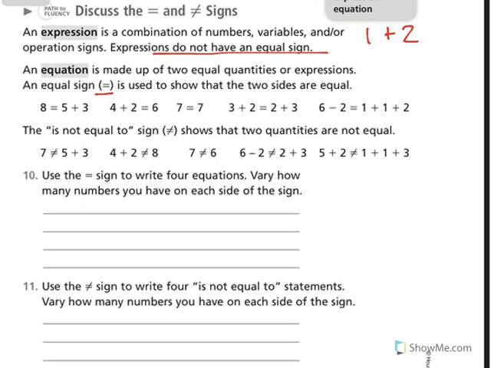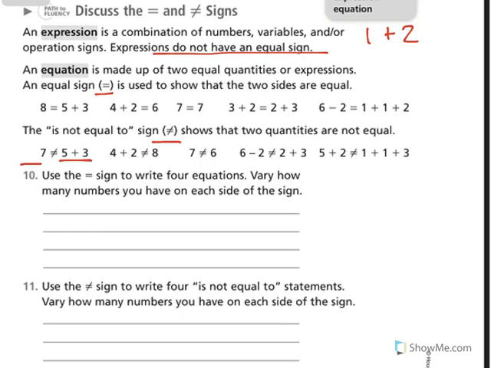There's this other symbol called a does not equal or is not equal to sign, and that's if the two sides are not the same. So we know when we look at this, 5 plus 3, we know that's supposed to be 8, right? And 7 is not 8, so it has this not equal sign too.